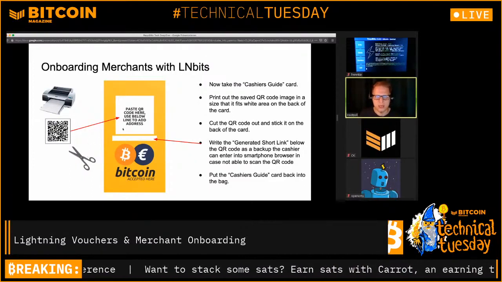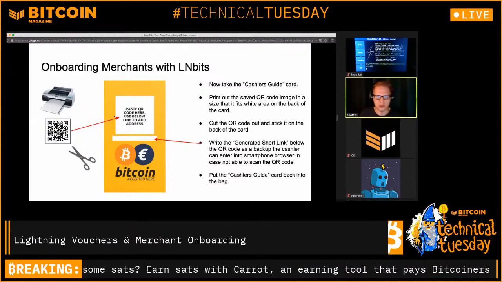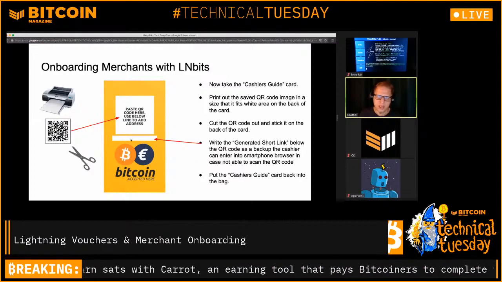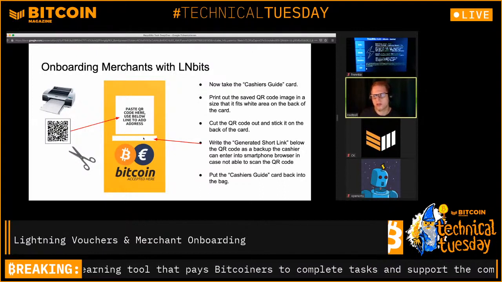Then you cut it out and you stick it on this white box so that the QR code is now on the back of the card. And there's another room over here, and this is where you just write in the short link.